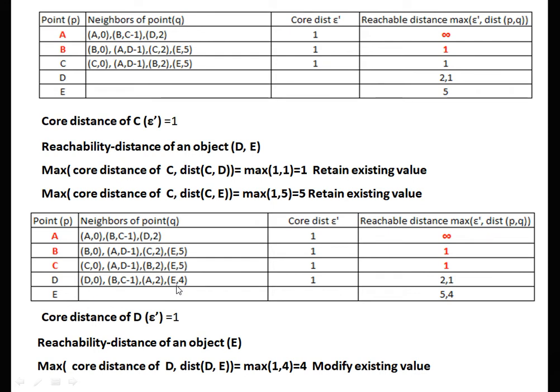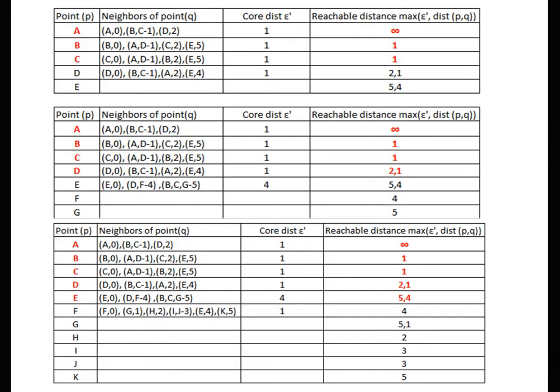Now see the E point. Initially the distance is 5, but now if we take that 1 and 4, the max is 4. The previous answer was 5 and the current answer is 4, so we are modifying the distance. When the new answer is less than the previous answer, then we modify; otherwise we will not modify. So in this case the point is modified.